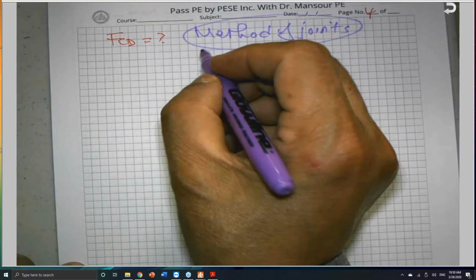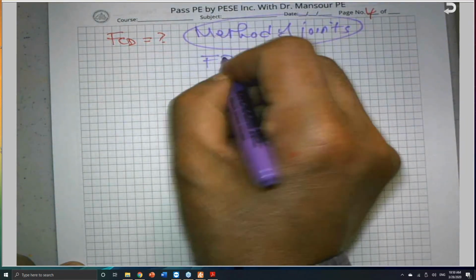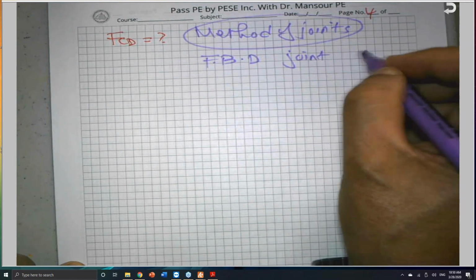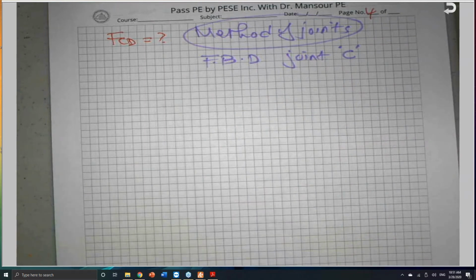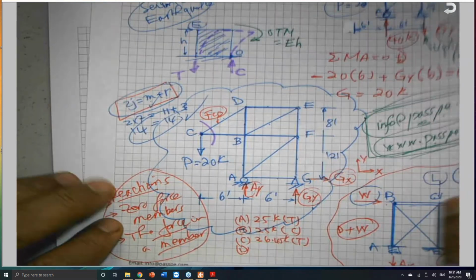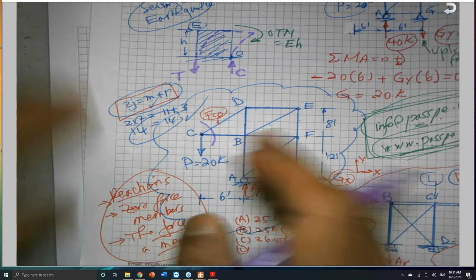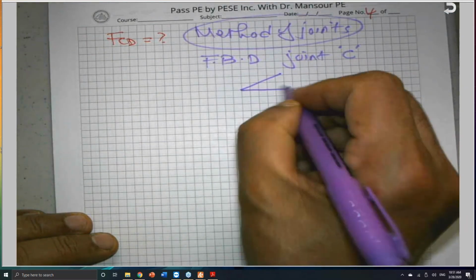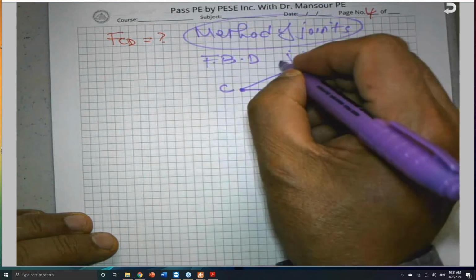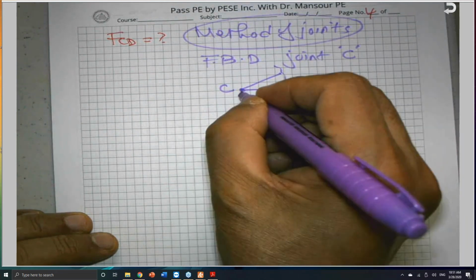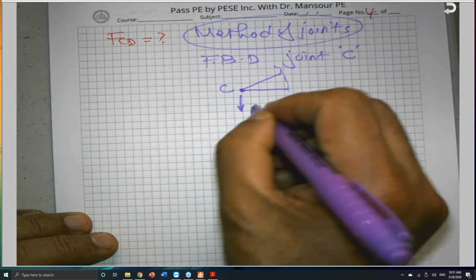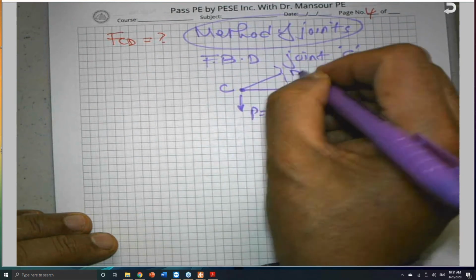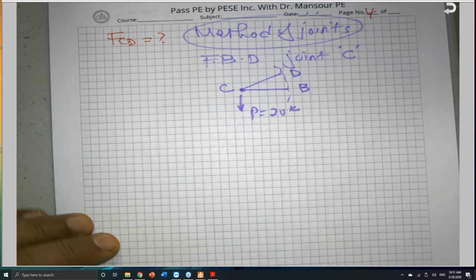Because this is appropriate, I will draw a free body diagram for joint C. Use the scissor method, and take all the members and all the forces. Don't forget anything. This is joint C, so this is where I cut it. I have a force here, which is P equal to 20 kips. This is CD, and this is CB.